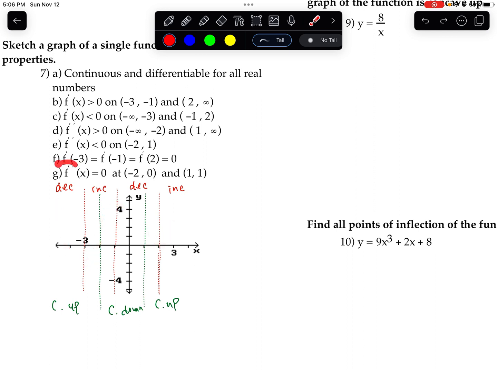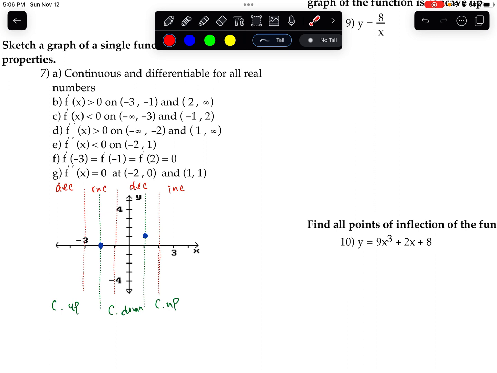And then these are points of inflection. It's saying f double prime is equal to 0 at -2, 0. So these are actually going to be points on the graph. So we'll do -2, 0. The graph has to pass right there, and at 1, 1, so maybe like right here. And that follows because if we're changing from concave up to concave down, or concave down to concave up, then we have to have an inflection point.